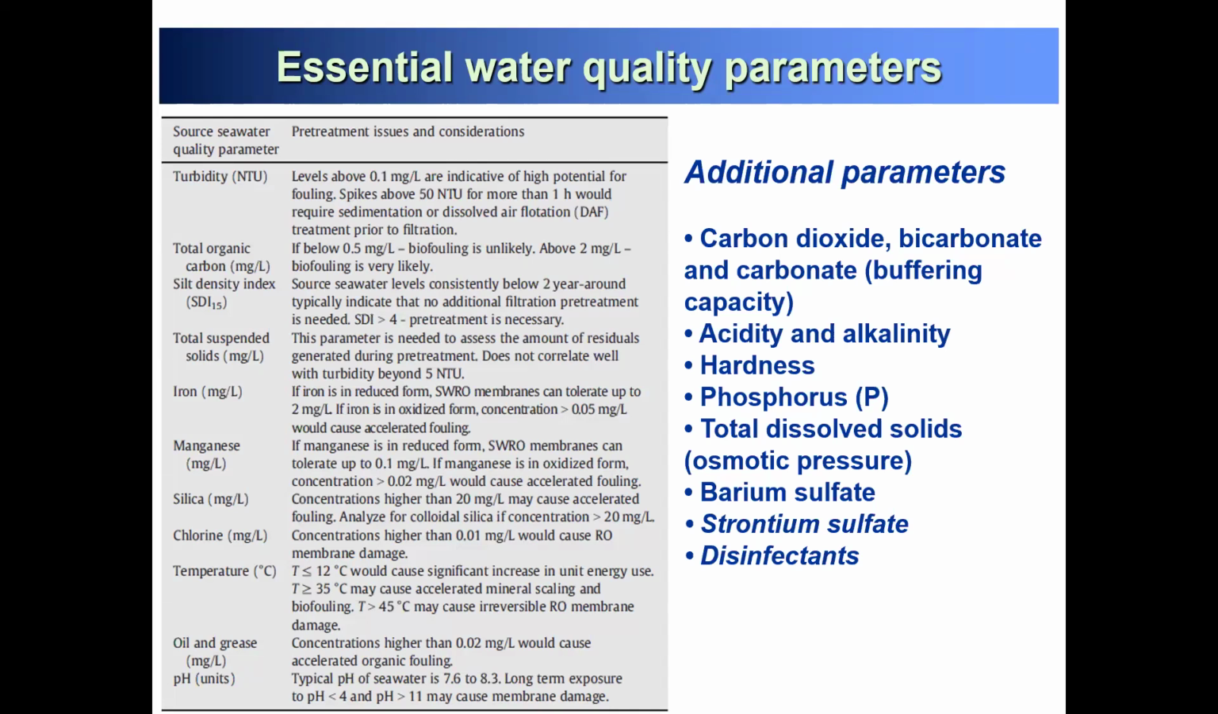But carbon dioxide and bicarbonate are very important because they combine with calcium carbonate, magnesium carbonate, magnesium sulfate. So we have to know the concentration of your carbon. And acidity and alkalinity, hardness. Hardness is the calcium and magnesium concentration. So if you have hard water, this will create more inorganic scaling. So what's the concentration? Phosphate.